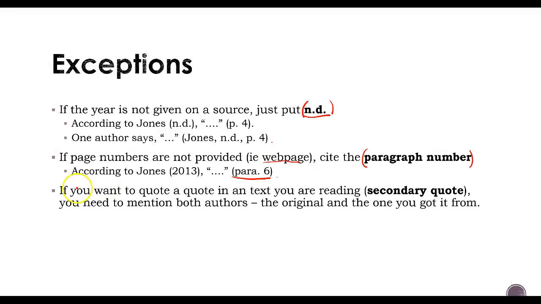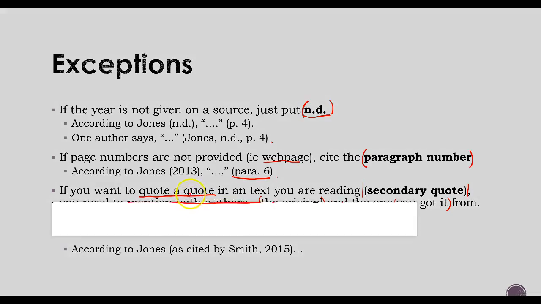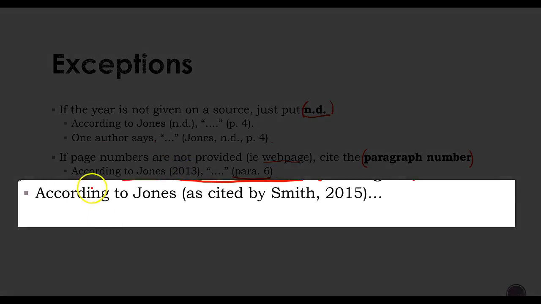So lastly, sometimes you want to quote something that somebody else quoted. Now if we're getting into quoting other quotes, we're talking about a secondary source. So you need to make sure if you're going to cite a quote that somebody else quoted that you mention both authors. You want to mention the original author who said the quote originally and the author that you got the quote from. So this is probably the most complicated kind of in-text citation, but it does happen quite a bit. This is how you would set it up.